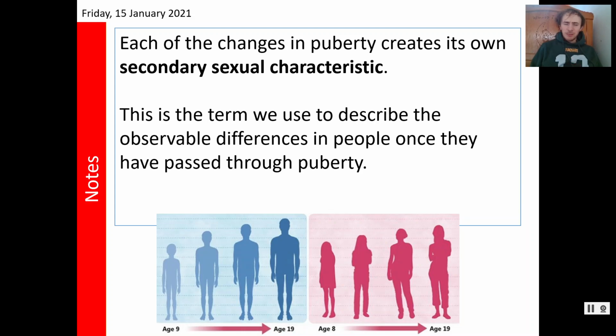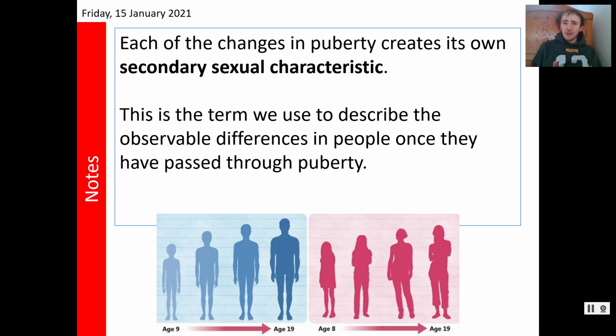So you were talking about something like increased shoulder width. That is a secondary sexual characteristic. Now, broadly, a secondary sexual characteristic is something that can be used to tell the sexes apart, to tell male from female, which is not entirely necessary for being male or female.